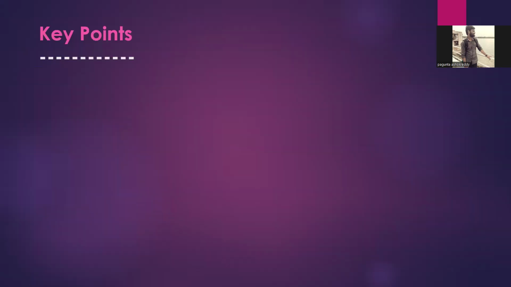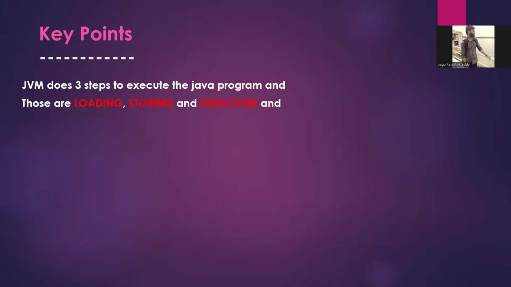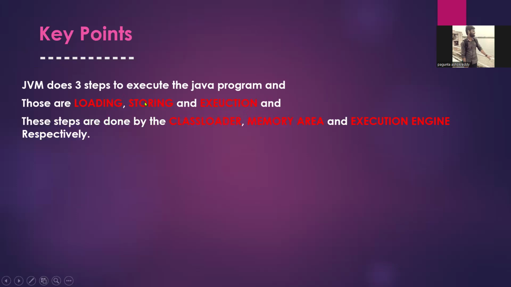Then what is the key point? The JVM does three steps to execute a Java program. What are the three steps? Loading, storing, and execution. Just remember these three steps: loading, storing, and execution. And these three steps are done by the class loader, the memory area, and the execution engine respectively.